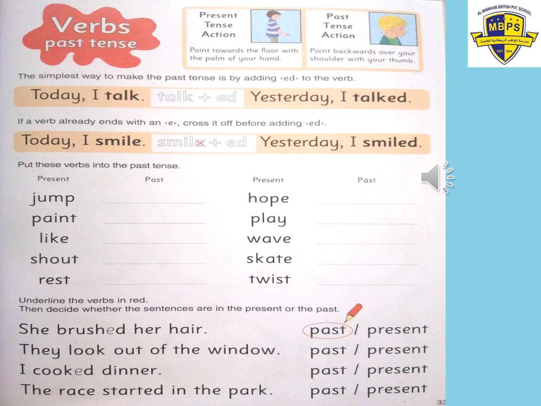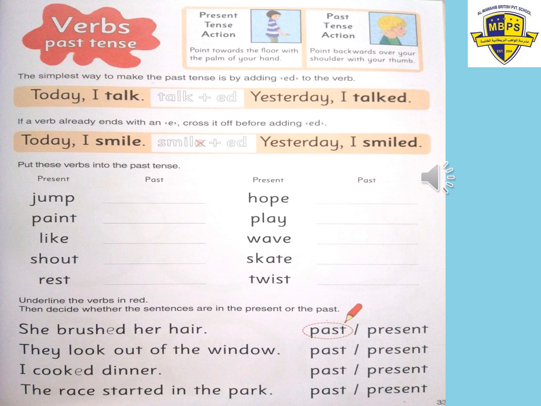Okay, here KG2, I want you to bring your grammar book and open it page 33. This page is about the verbs in the past tense. First, I want you to look up at the top of the page. There are two pictures. The first one is for the present tense action. Look at the boy. He's pointing towards the floor with the palm of his hand. This means present. The other one is pointing backwards over his shoulder with his thumb to show the past tense action.